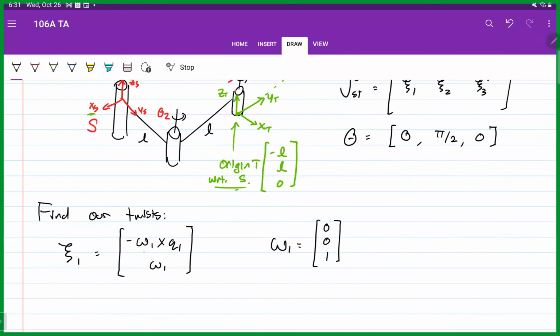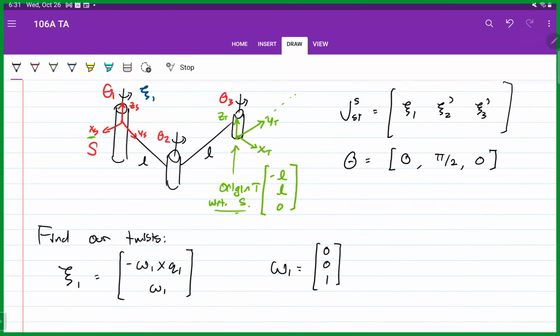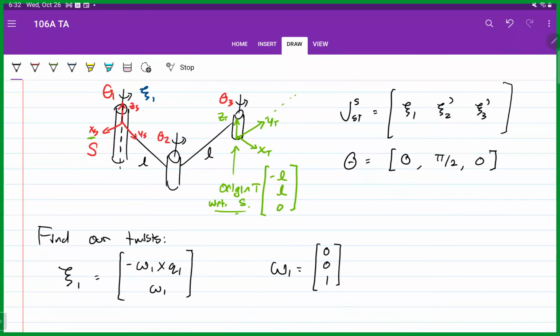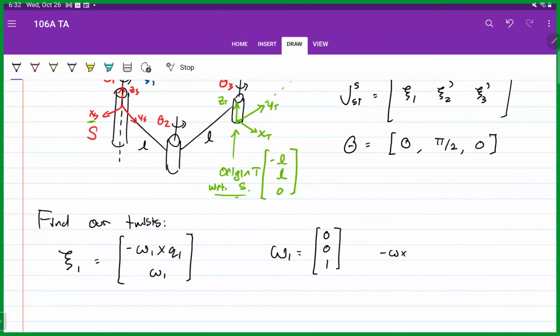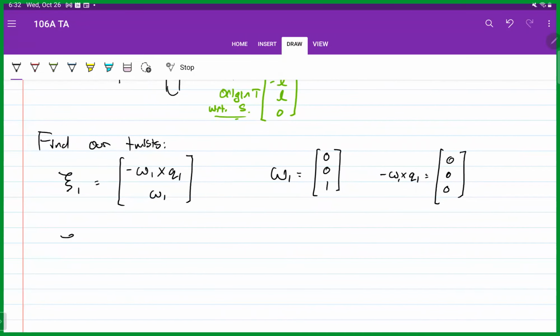Now, what about negative omega 1 cross Q1? Well, this axis passes directly through the origin, so for that reason, we could just pick Q1 equal to 0. That's going to allow us to write negative omega 1 cross Q1 as something crossed with the 0 vector: 0, 0, 0. Nice. So what does that tell us? This Xi1 is equal to 0, 0, 0, 0, 0, 1. All right, so that's going to be our first twist.